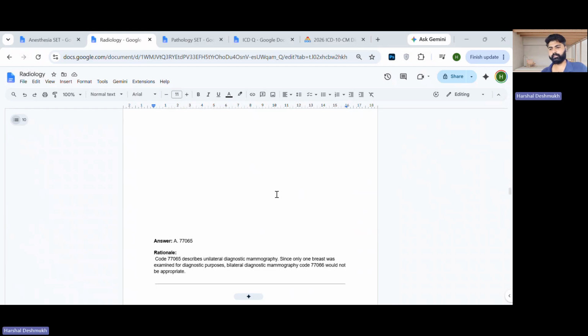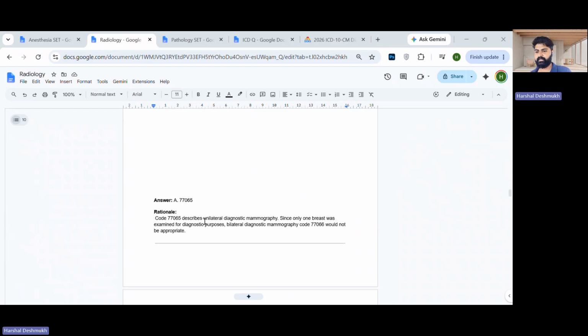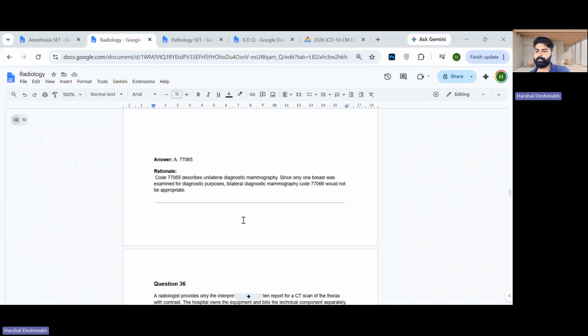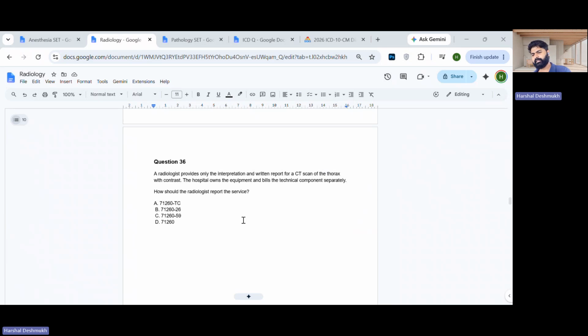All right, the correct answer to this question is option A, 77065, as it describes unilateral diagnostic mammography. Moving on to the next question. A radiologist provides only the interpretation and written report for a CT scan of the thorax with contrast. The hospital owns the equipment and bills the technical component separately. How should the radiologist report the service? It should take around 50 seconds for you to answer this question.